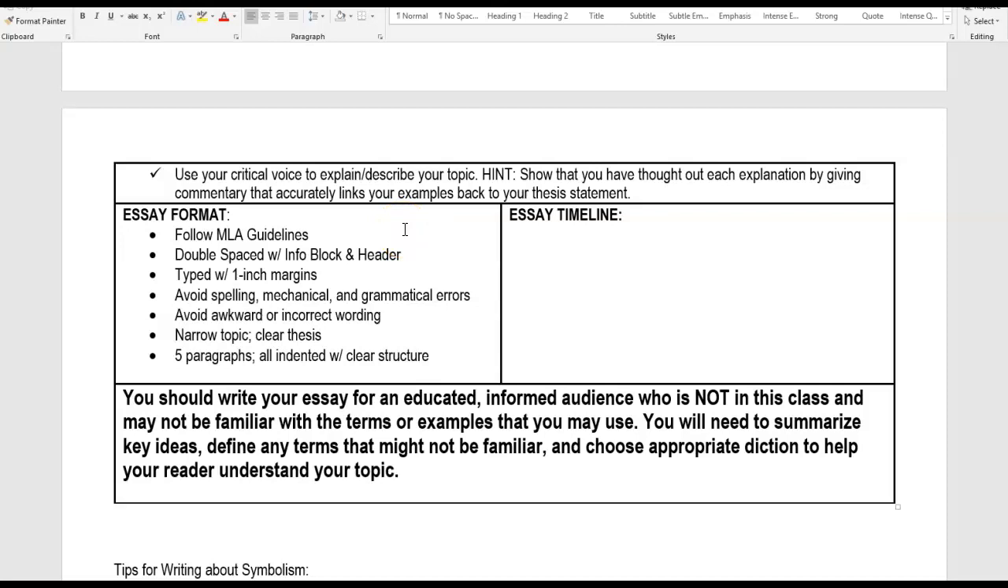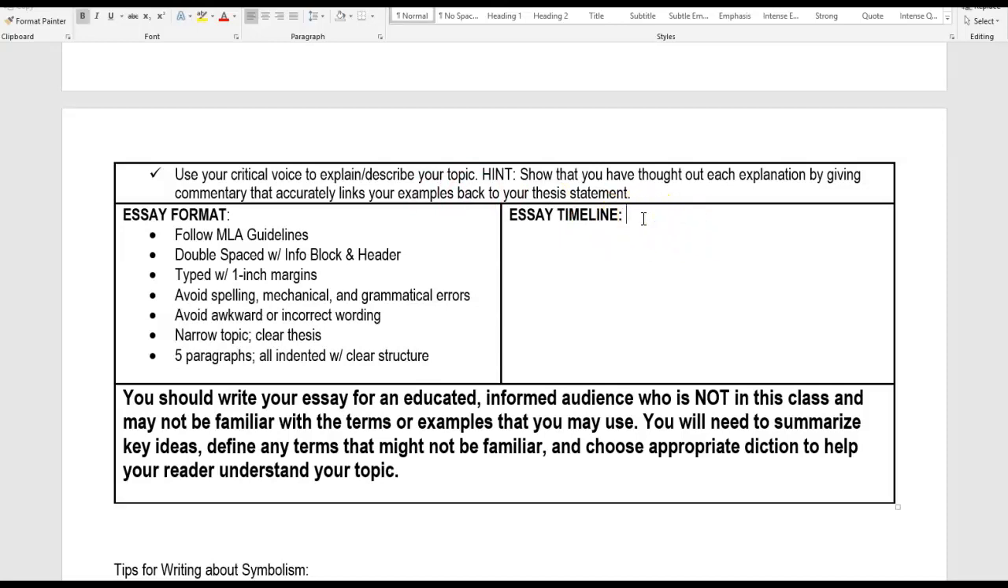Your essay should follow MLA guidelines, be double-spaced with an info block and a header. It should be typed with 1-inch margins. You should take care to avoid all spelling, mechanical, and grammatical errors. Avoid awkward or incorrect wording. Your topic should be narrow with a clear thesis, as I've already given to you. Your format should be 5 paragraphs, all indented with a clear structure.